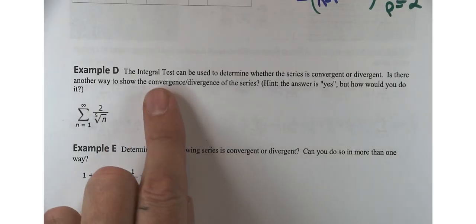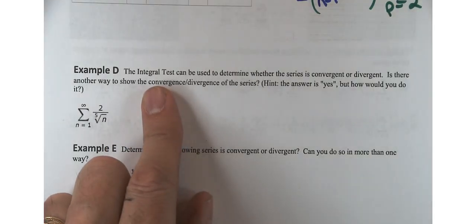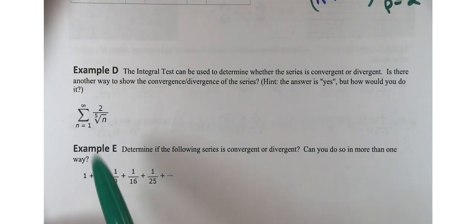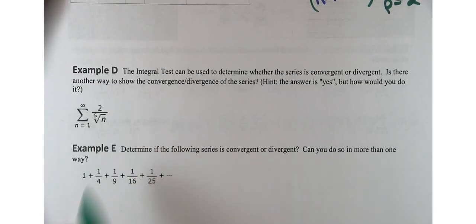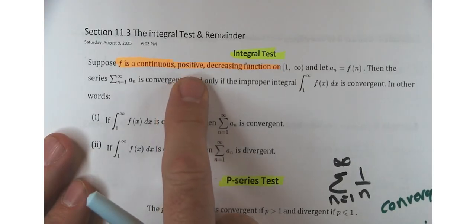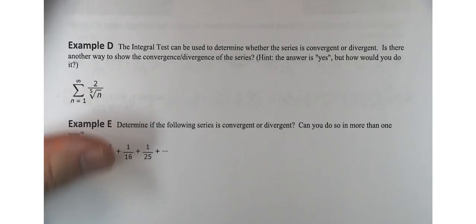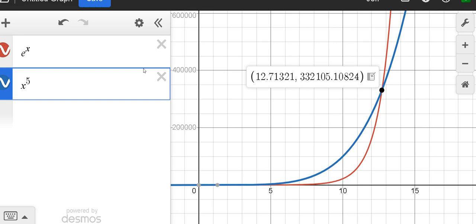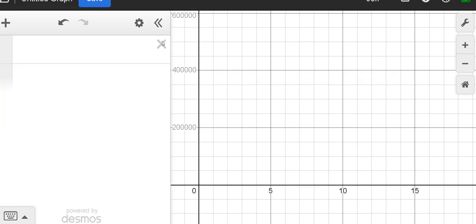Could the integral test be used to determine whether or not this series converges or diverges? Well, we've got 2 over the 5th root of n. If I wanted to use the integral test, I need to assure myself that it's a positive decreasing function. Suppose you could do that if you wanted to graph it. Probably be an easiest way to do that. So let's take a quick look at the graph.